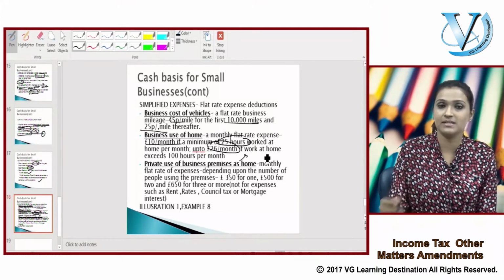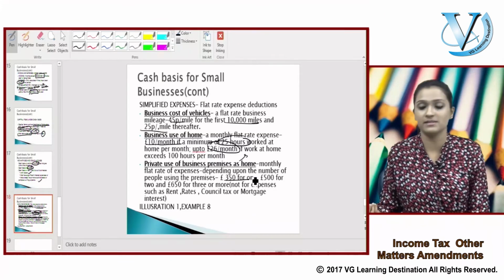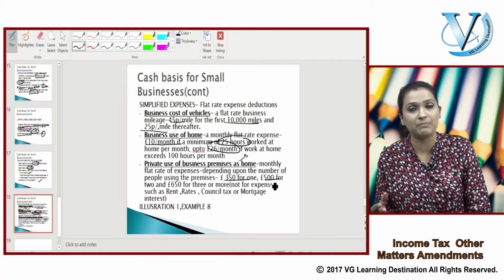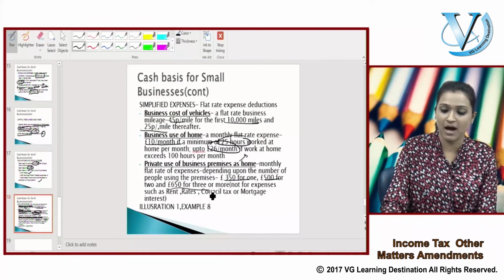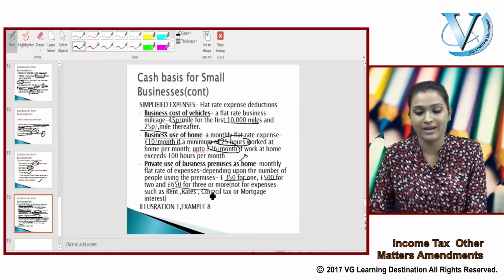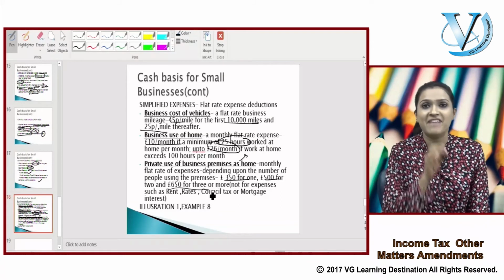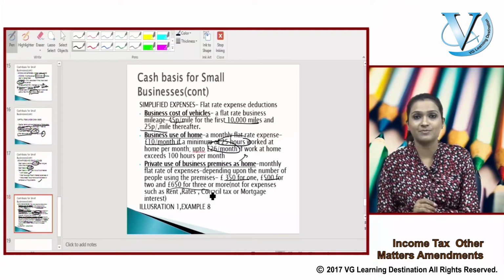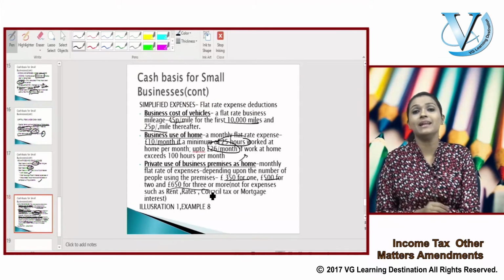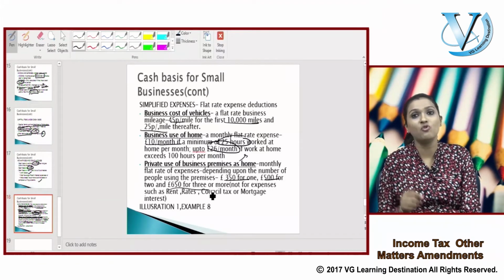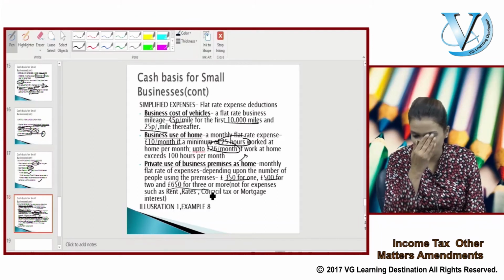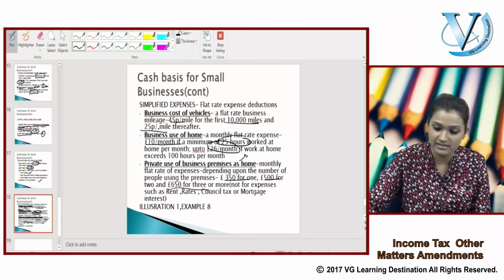If it is one person, you deduct £350. If it's two people, you deduct £500. If it's three or more people, you deduct £650. So very, very simply, a simplified set of expenses. All you need to look at in the cash basis is how much has actually been cash spent or not, and there are a few flat rate expenses which you can claim while you're preparing your cash basis accounts. Now let's have a look at an illustration in order to better understand this.